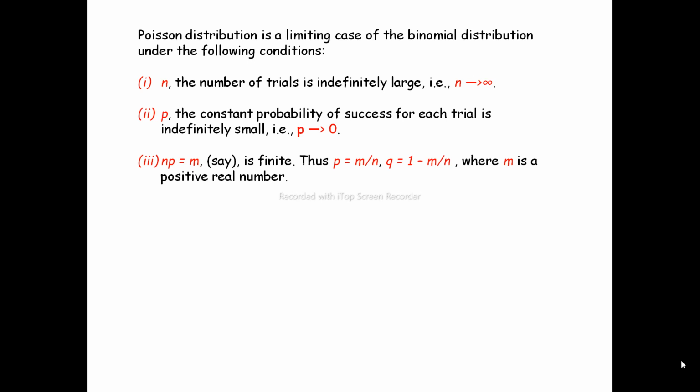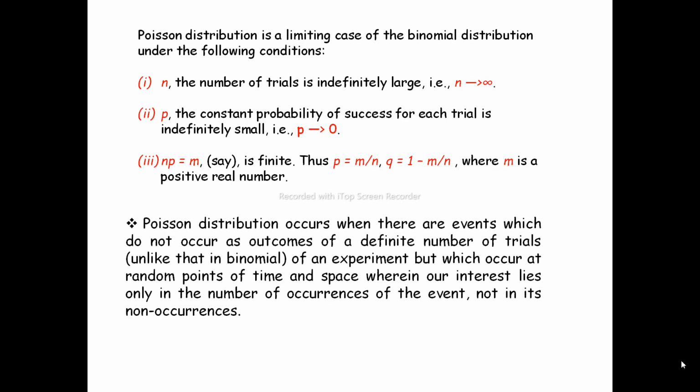And q, as you people know, is the probability of failure. Now Poisson's distribution occurs when there are events which do not occur as the outcome of a definite number of trials, unlike in a binomial experiment, but which occur at random points of time and space, wherein our interest lies only in the number of occurrences of the event and not in its non-occurrence.